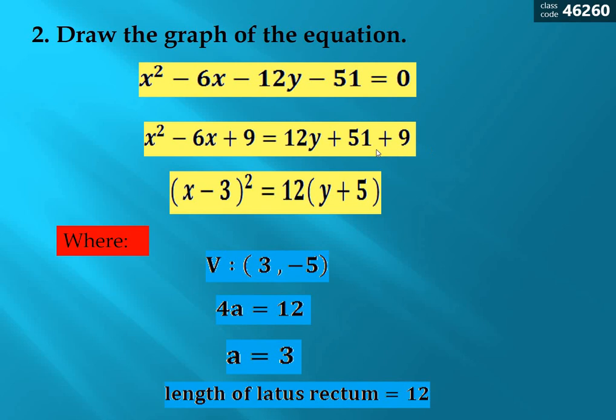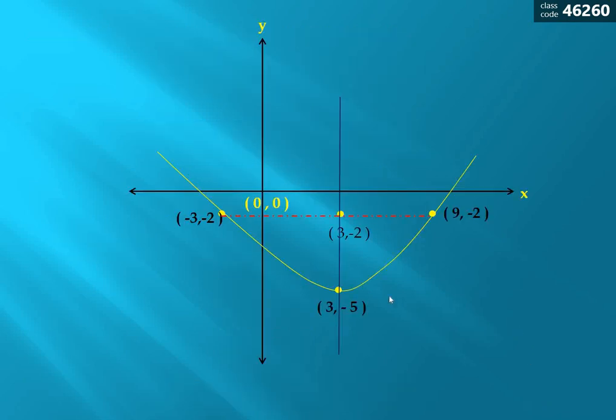Then combine also. We have 51 and 9. We have 60. Then the common factor between 12 and 60 is 12. So we have 12 times the quantity y plus 5. Okay, in here we can get the vertex, which is the opposite of 3 and the opposite of positive 5, negative 5. 4a is 12, divided by 4, we have 3. And the length of the latus rectum is 12. So this is the value, 4a. Okay, this is the graph.